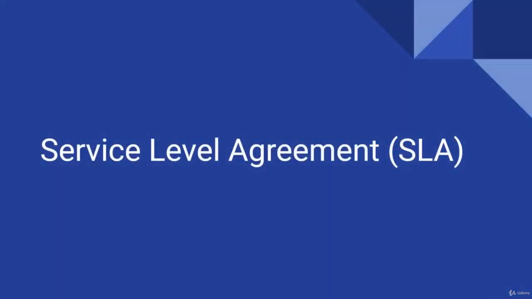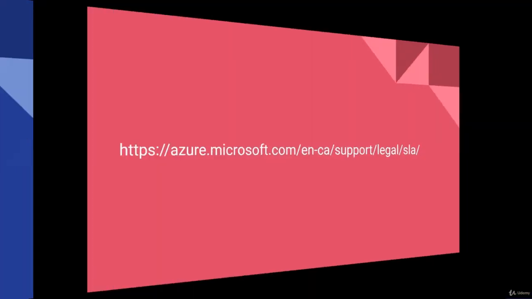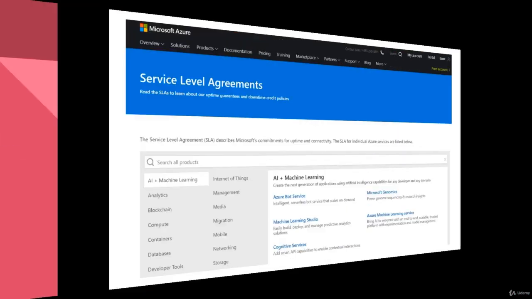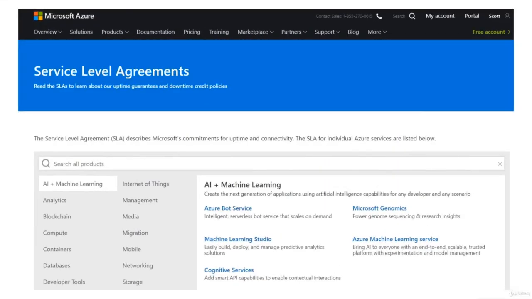We should mention service level agreements. Now, Microsoft Azure provides service level agreements for many of its products. Not all of them, but for a lot of them. A service level agreement is a financial guarantee that the service they advertise will work. You can go to azure.microsoft.com/support/legal/SLA, and you'll see a number of items that you can get service level agreements on.